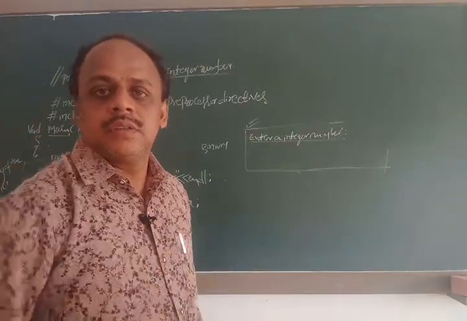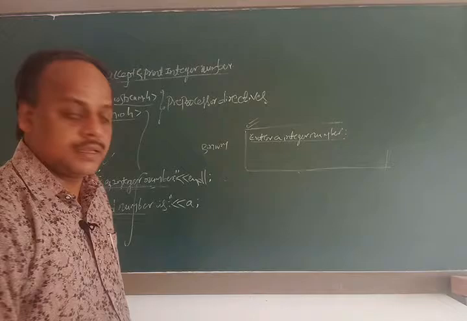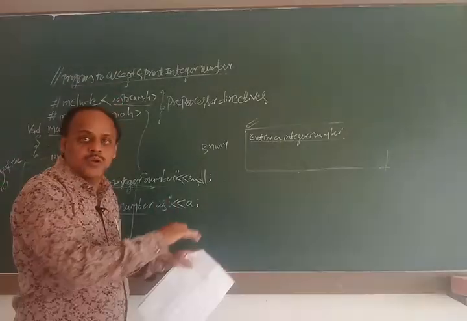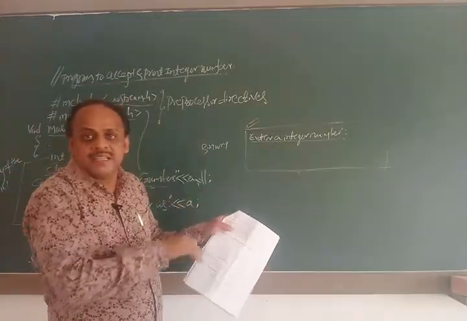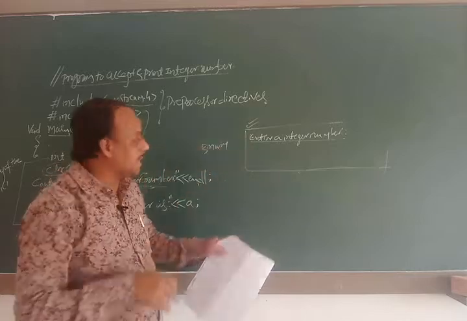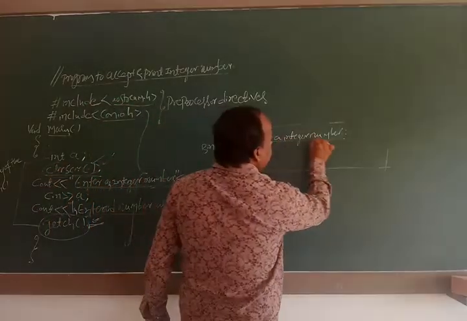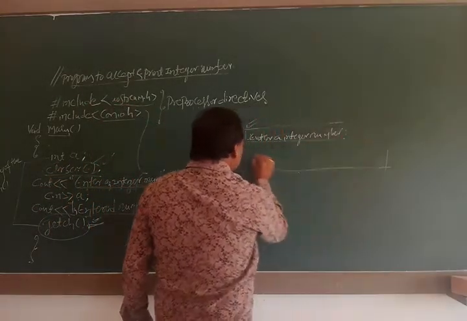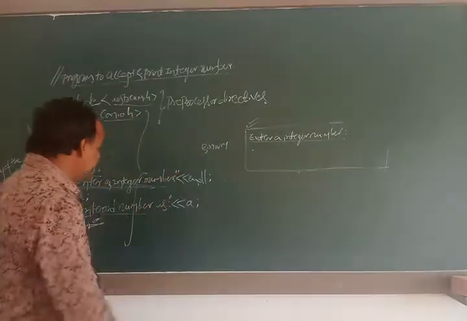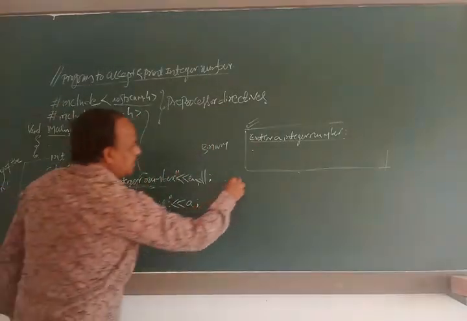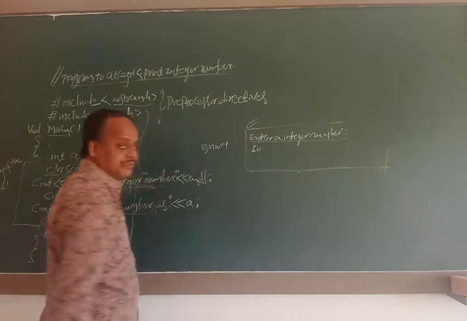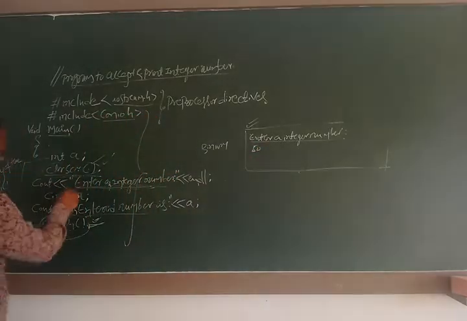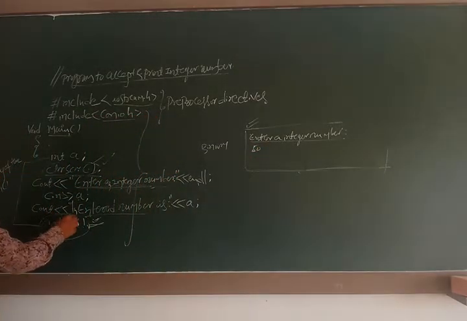is going to move the cursor, that is, it moves the cursor to the next line. So therefore, after Enter an integer number, the cursor comes down. So after it comes down, the user is going to enter a number, for example 50. Next afterwards one more cout statement is there.